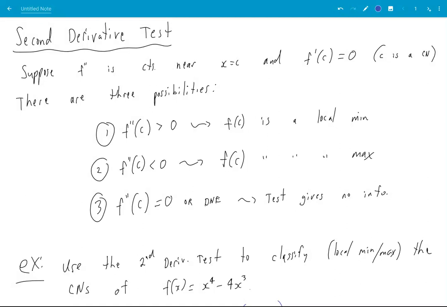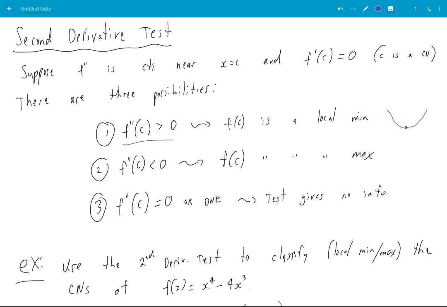So if I have a critical number, I can classify it using the 1, 2, 3 here. Number 1, the second derivative is positive, so we have concave up. So we draw that, it looks something like that. And it's a critical number, right? So that's a local min. That's all we're saying.